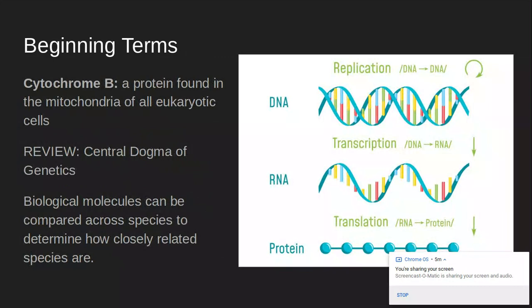So for this lab specifically, we're going to look at a protein called cytochrome B, and it's a protein that'll be found in all the species we're going to analyze because it's found in the mitochondria of all eukaryotic cells. And bats, birds, and mammals are, of course, eukaryotic.